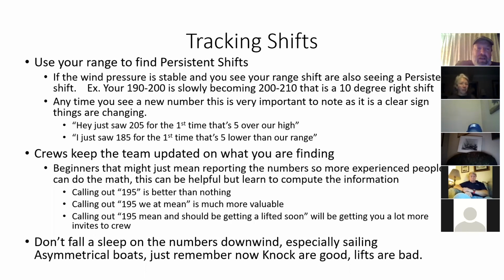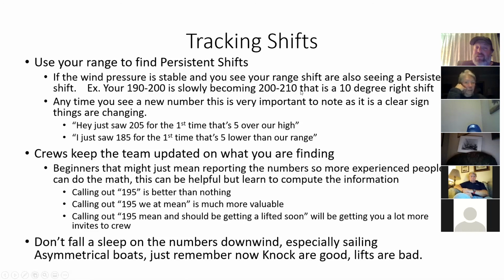We're getting there. So use your range to find persistent shifts. This goes back to the yellow and the blue and the persistent shift. If your wind pressure is stable and you see your range shift higher or lower, you are also seeing a persistent shift. So if our 190 to 200 is slowly becoming 200 to 210, you're getting a 10 degree right shift as you sail up that course.